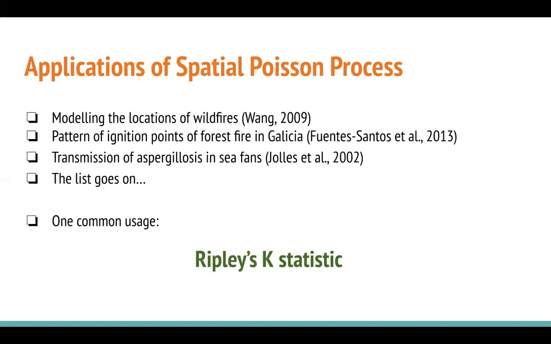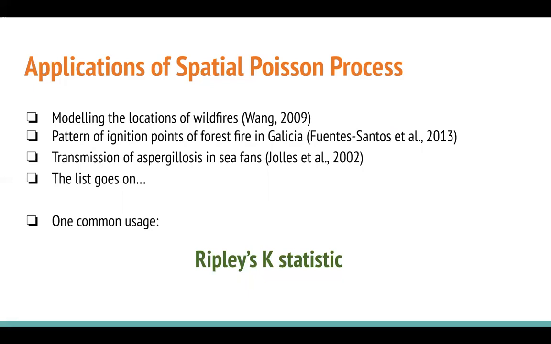So what are some applications of this spatial Poisson process? According to our research before our work, the spatial Poisson process is mainly used in the following ways. The list can go on, but it's worth pointing out that the common usage of this process in all of these studies is that it acts as a benchmark process.